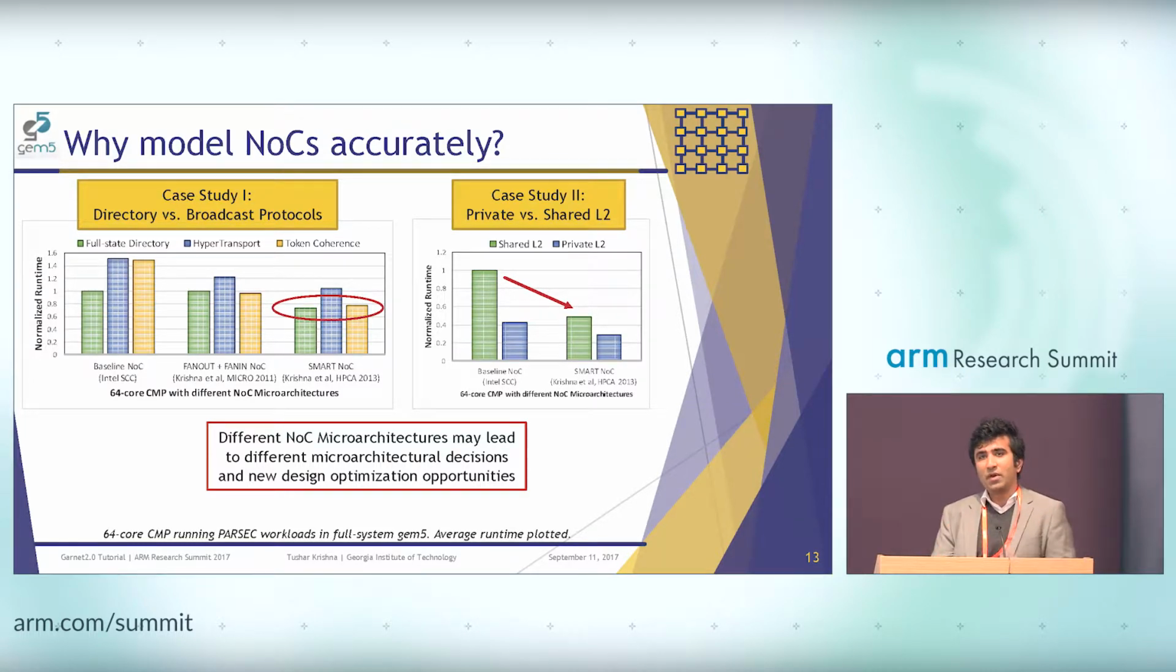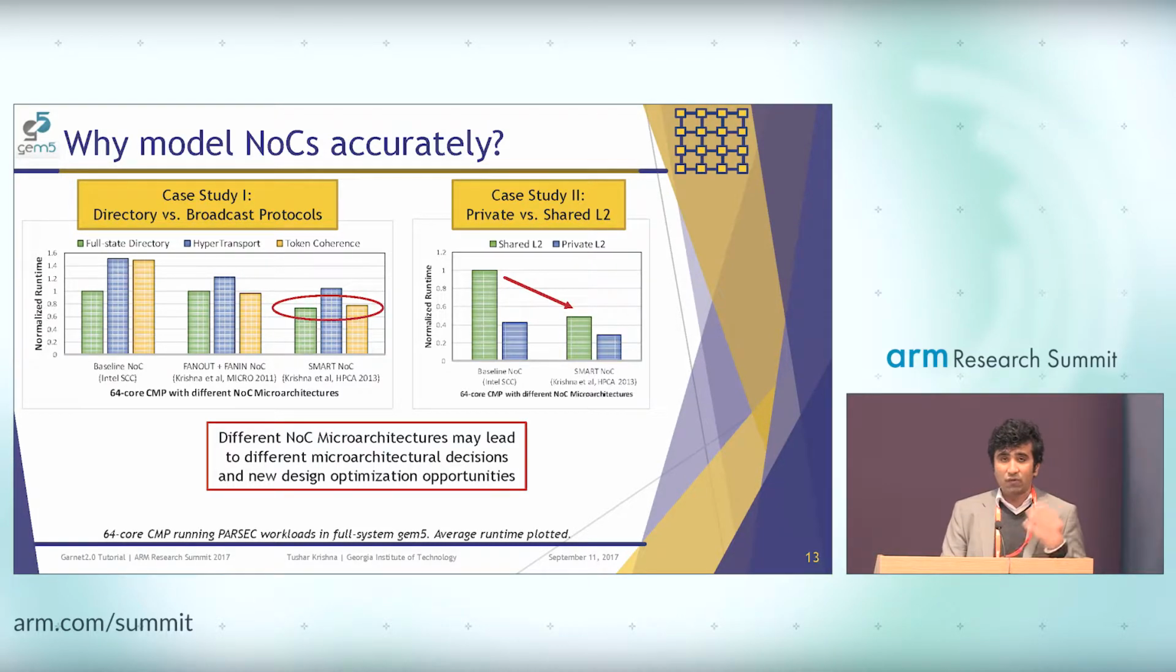So the way you implement your network can actually have implications on how your overall system performs. Similarly, private versus shared caches is a very classic debate. Private caches are great. They are local, so I can access them fast, but they cause replication. Shared caches are bad because I have to go far away on the chip.